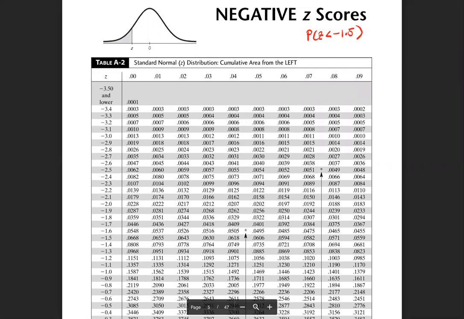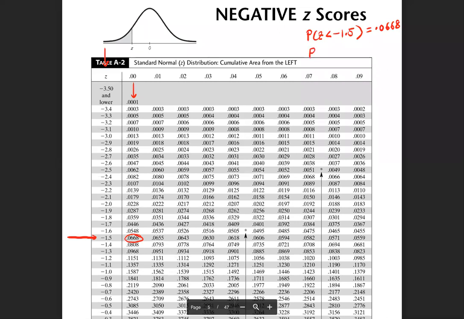Let's keep it simple for now. So 1.5, z is less than or equal to 1.5. So we go to the z column and look for negative 1.5. Do we see a negative 1.5? Right there. And we look at the 0.00 column. That gives me 0.0668.